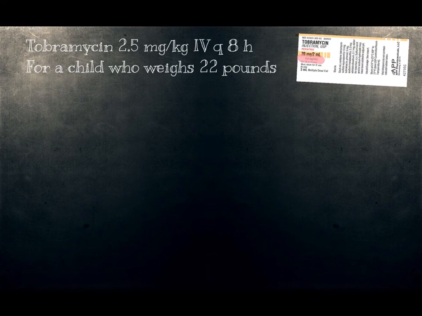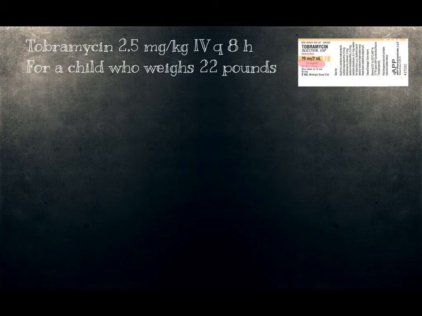So now you know you have a kid who weighs 22 pounds, you have a med that's 10 milligrams per milliliter, and now you have to set it all up so you know how many milligrams per kilogram is in the ml that you want. It gets kind of complicated, but let's break it down, make it really super simple.